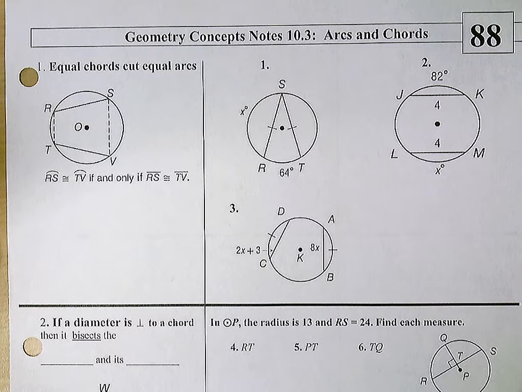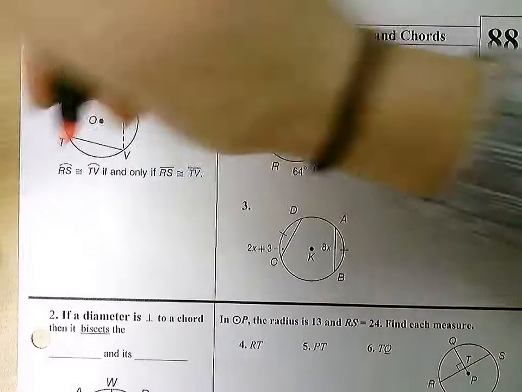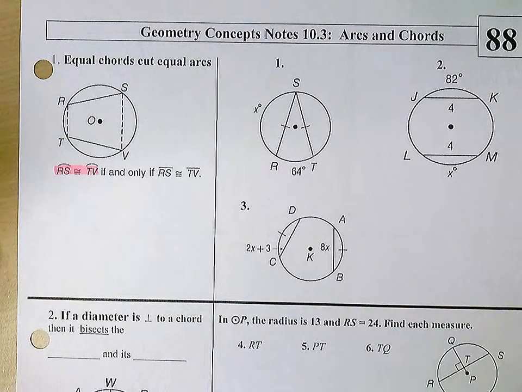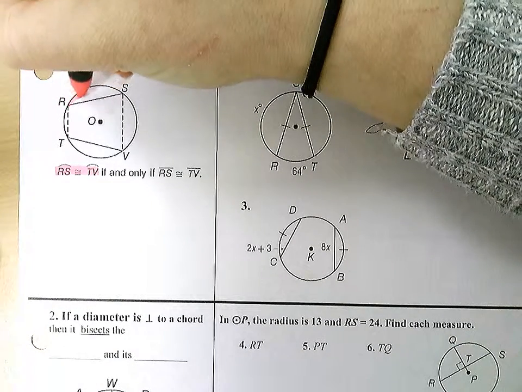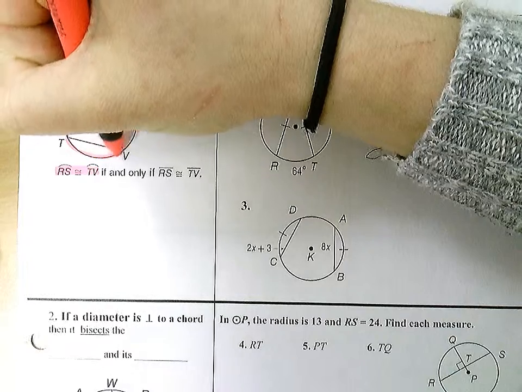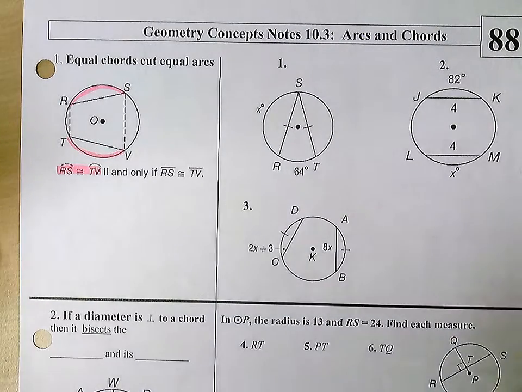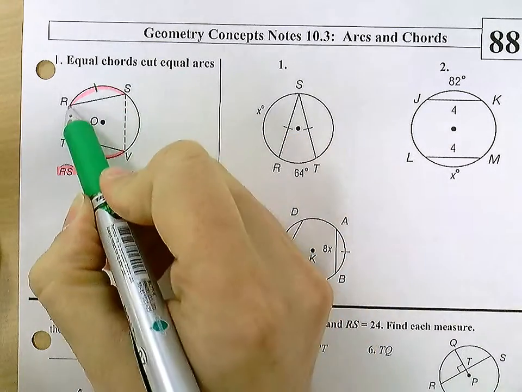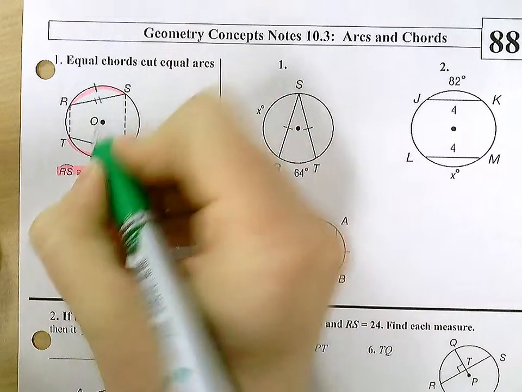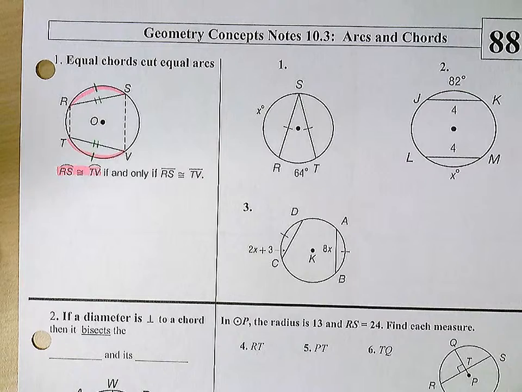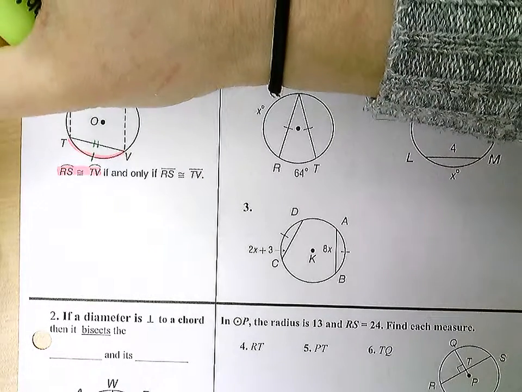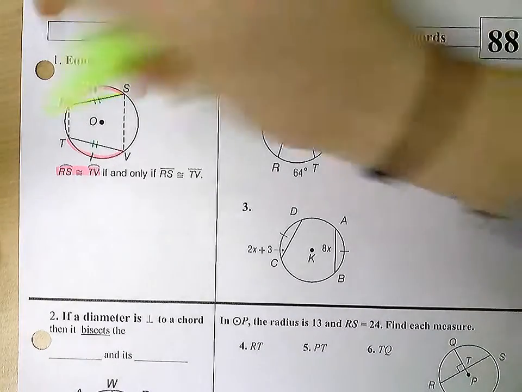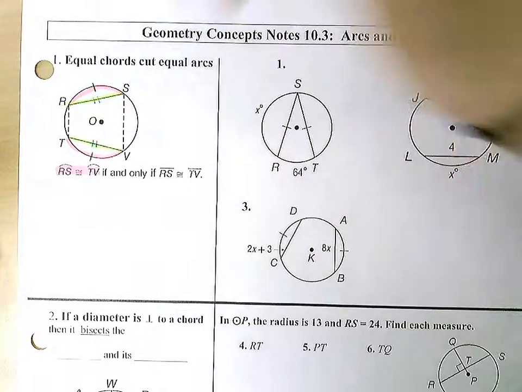So the first one we have says equal chords cut equal arcs. So if I have arc RS congruent to arc TB, so I know RS and TB are congruent to each other, right? I can mark that with this as well. Okay, so those 2 arcs are congruent. That means that the chords that cut through those arcs are also congruent to each other. Okay, so if arcs RS and TB are congruent, then so are those chords.